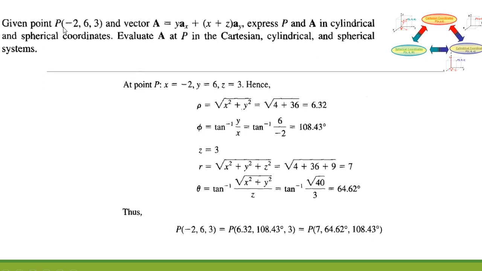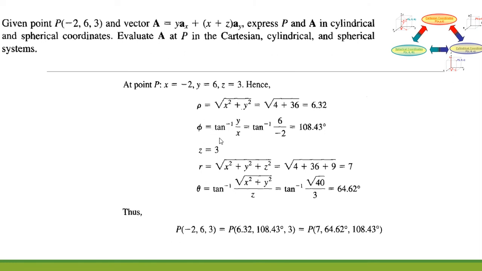At point P, our x value will be -2, y value will be 6 and z will be 3. It is written here. Now we are going to change from Cartesian to cylindrical and spherical. First of all, we are converting the point. After that, we convert the vector. So in the cylindrical coordinate system, the radius rho will be equal to the square root of x squared plus y squared. Instead of x, you substitute -2, instead of y, you substitute 6. So 4 plus 36, you get this value.